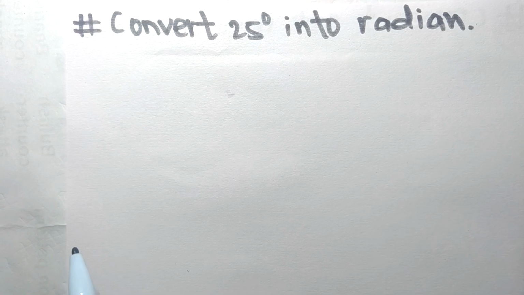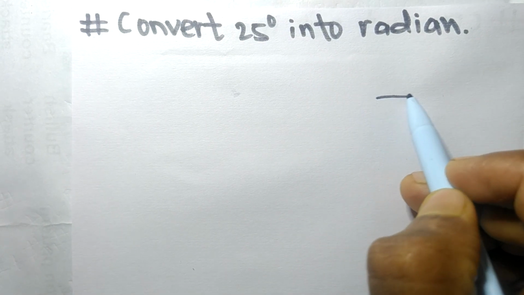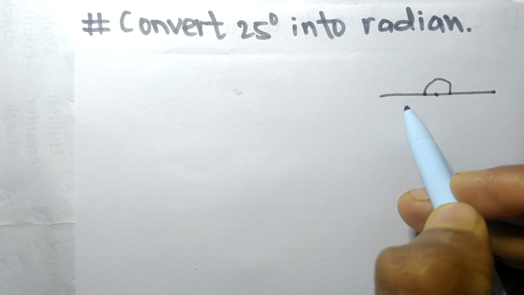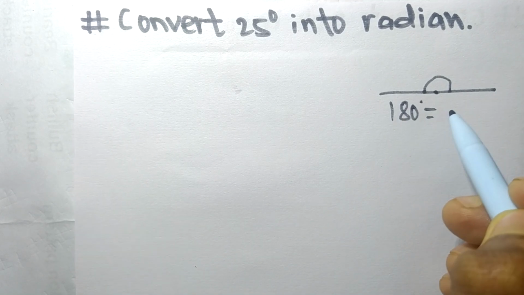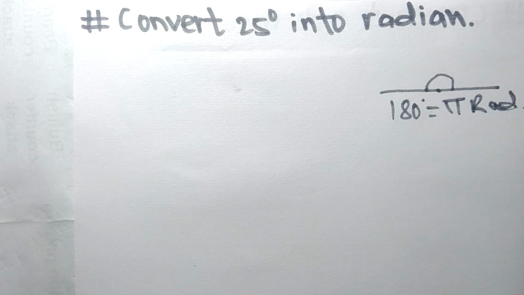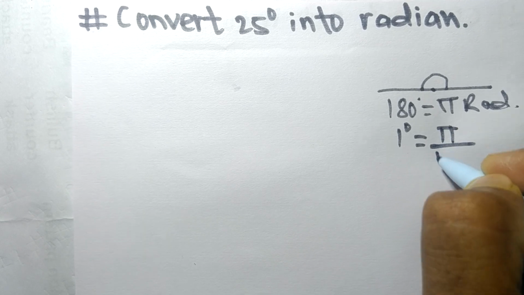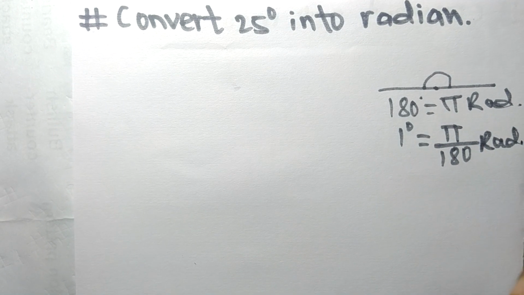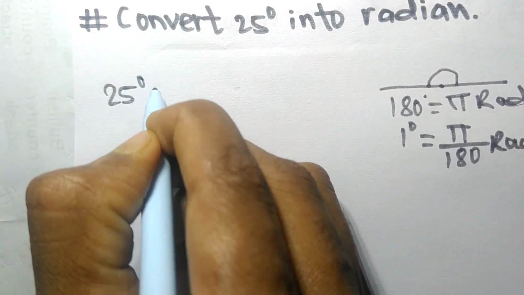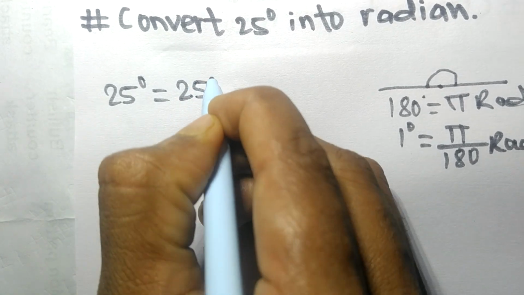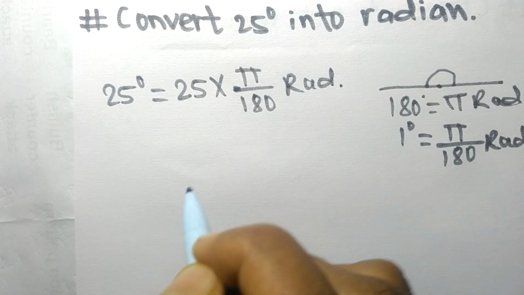So today in this video we shall convert 25 degree into radian. So in the straight line the sum of angles is 180 degree. In the same way it is equal to pi radian. So 1 degree is equal to pi by 180 radian. Here we convert 25 degree. So 25 degree is equal to 25 into pi by 180 radian.